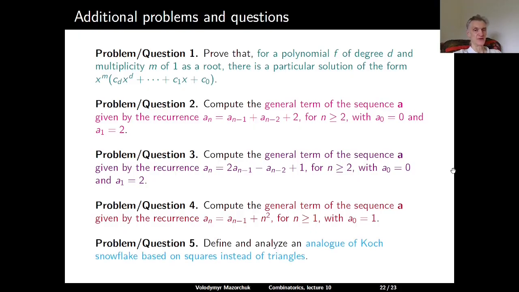And problem question 5. Define and analyze an analog of Koch snowflake based on squares instead of triangles.